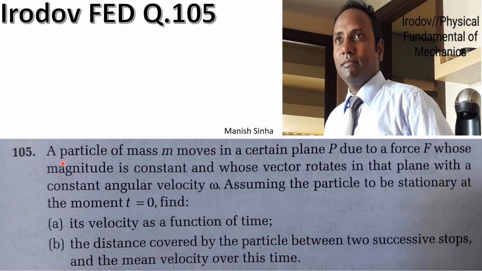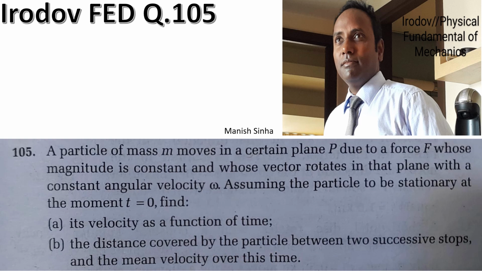This question has been taken from Irodov, Fundamental Equation of Dynamics, question number 105. A particle of mass m moves in a certain plane P due to a force F whose magnitude is constant and whose vector rotates in that plane with a constant angular velocity omega. Assuming the particle to be stationary at the moment t = 0, find part A, its velocity as a function of time. Part B, the distance covered by the particle between two successive stops and the mean velocity over this time.